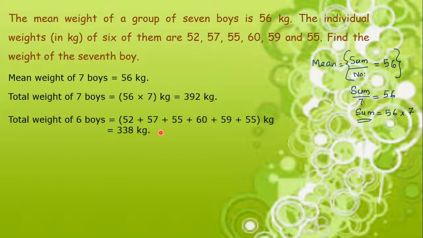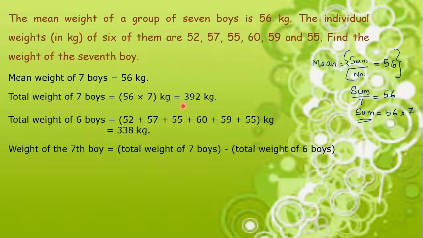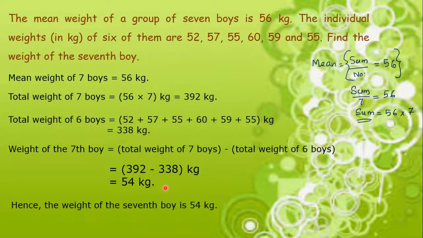Can we find the weight of 7th boy from here? We can find the weight of 7th boy by subtracting total weight of 6 boys from total weight of 7 boys. It is 392 minus 338. It is 54 kilogram. Hence, the weight of 7th boy is 54 kilogram.